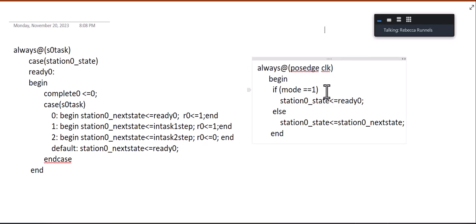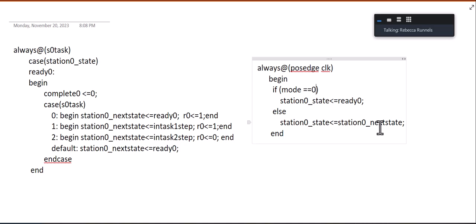So this should have been if mode equals 0. So if mode equals 0, it would send it to the idle state. Otherwise, it's going to make the state equal to the next state. So that's generally how our finite state machines work.